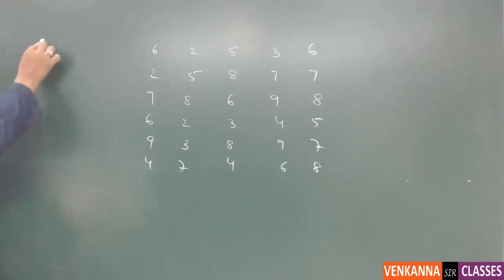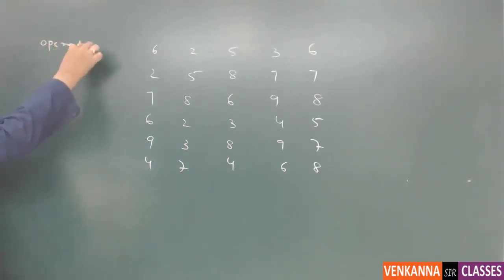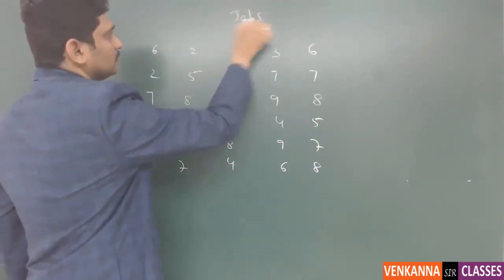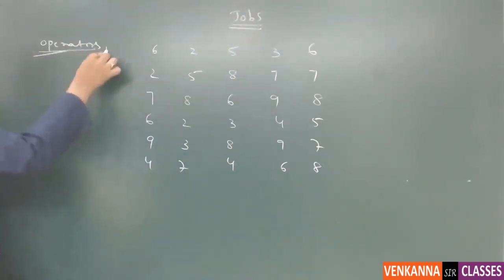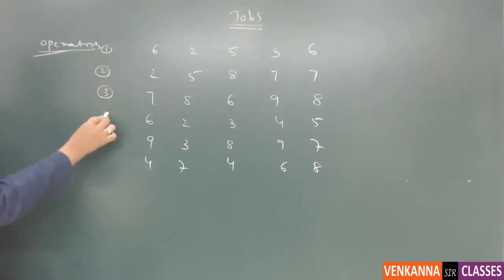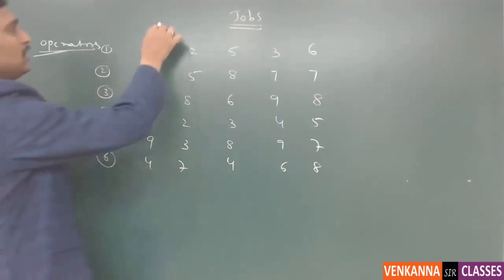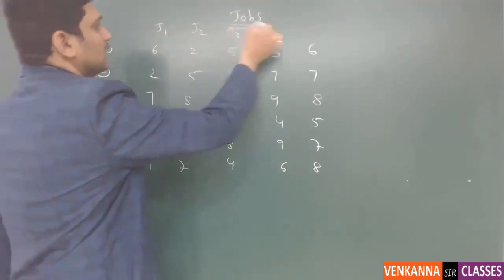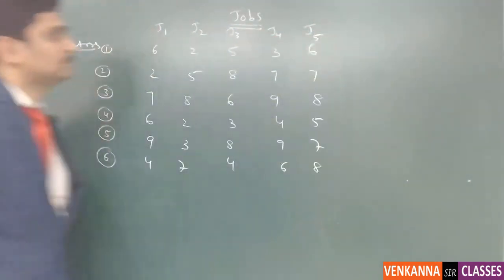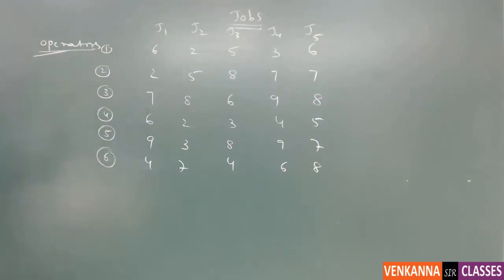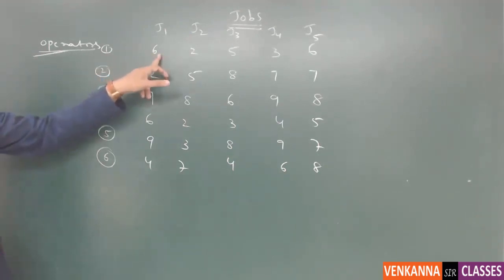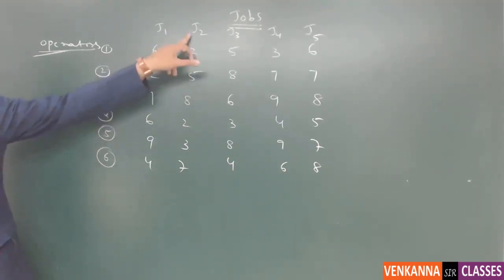You take that. These are nothing but operators. These are nothing but jobs. So 1, 2, 3, 4, 5, 6. I have 6 operators and I have the jobs J1, J2, J3, J4 and J5. And the values in the matrix are nothing but the time taken by an operator to perform a job. So those values indicate that operator 1 takes 6 minutes to perform job 1, 2 minutes to perform job 2, like that.